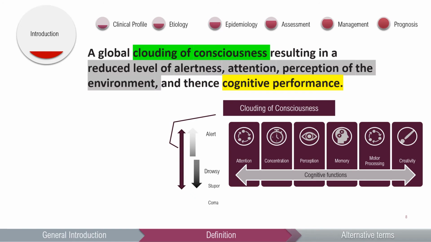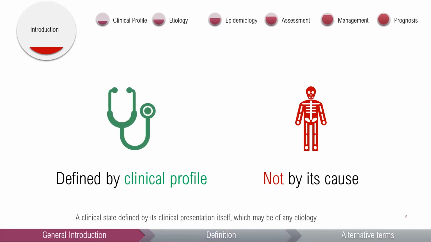Now let's have a look at this definition again. A global clouding of consciousness resulting in a reduced level of alertness, attention, perception of the environment, and thence cognitive performance. So now we can clearly understand that. One important point about this definition is that it never mentions any cause, unlike conditions, for example, COVID-19, where we have to find the evidence of its causative agent. Delirium is only defined by its clinical manifestations, because the causes of delirium are multiple.